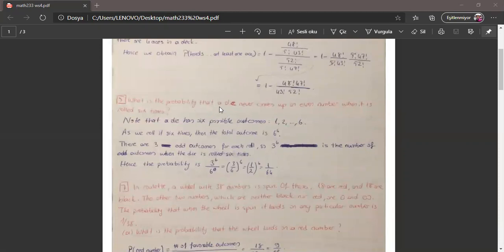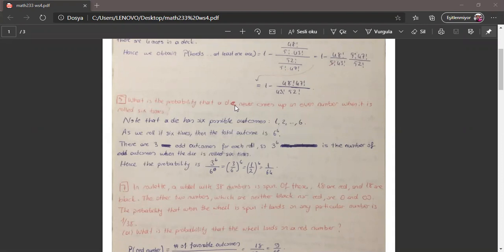Now we have a die, we roll it, and we want that the die never comes up an even number. And we roll it 6 times. So what do we do? Remember, for a die we have 6 outcomes, from 1 to 6. And we roll the die 6 times, so we have 6 to the 6 outcomes in total.